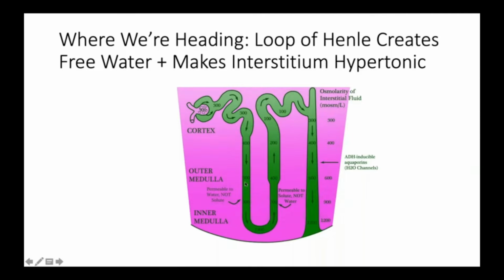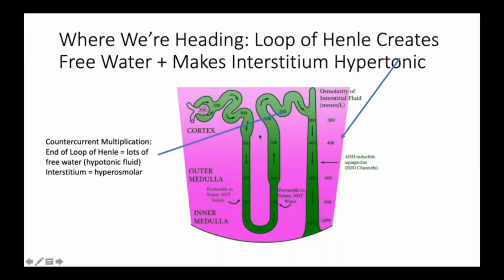So before the loop of Henle, so this is the loop of Henle right here, everything is isotonic. Everything inside your body is isotonic, except for the interstitium. As you descend, it becomes hypertonic, more and more hypertonic. And then the tubular fluid right after the loop of Henle, basically everything from the loop of Henle onward and the interstitium, those are the only things that are not isotonic in the body. Everything else is isotonic. But the loop of Henle is what makes it happen.